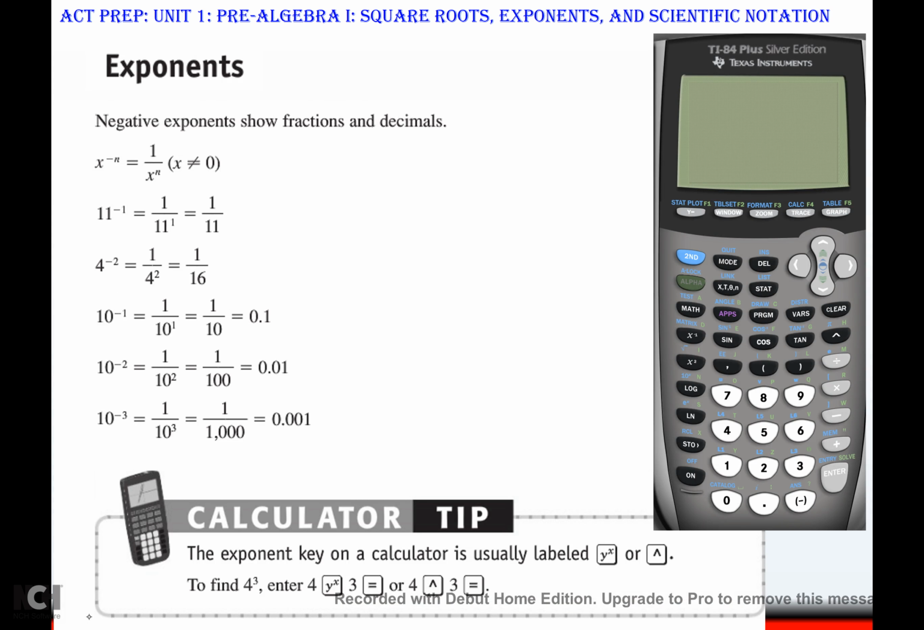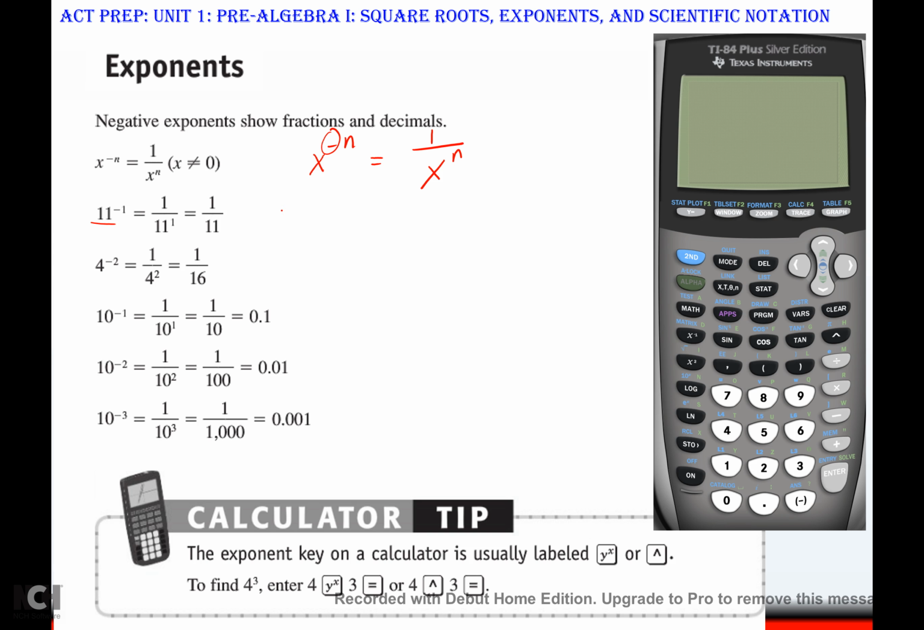All right, negative exponents show fractions and decimals. If you have a negative exponent, there's a rule that says, as far as being in simplified form, you can't have a negative exponent in your answer. So to get rid of a negative exponent, you basically move floors. If I have x to the negative n, to make that positive, I put it on the bottom, and then the n turns to a positive n.